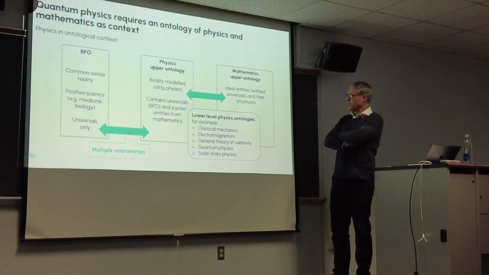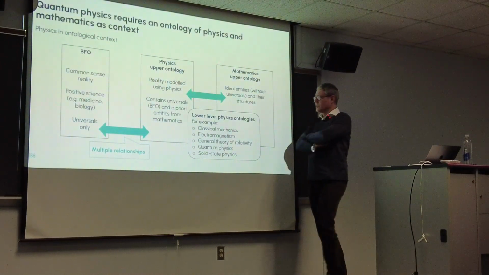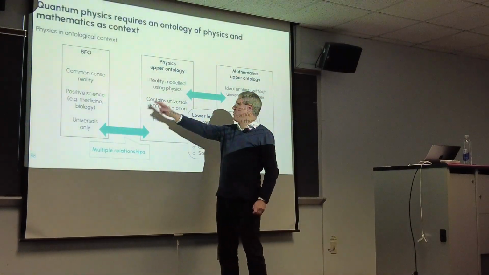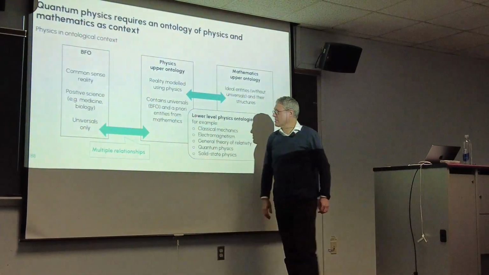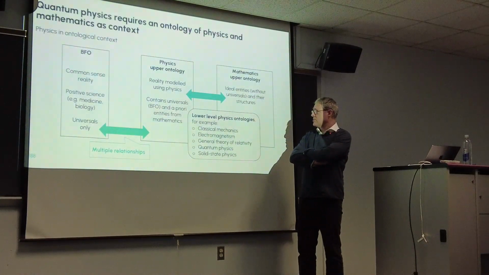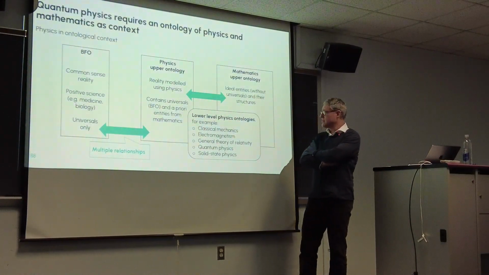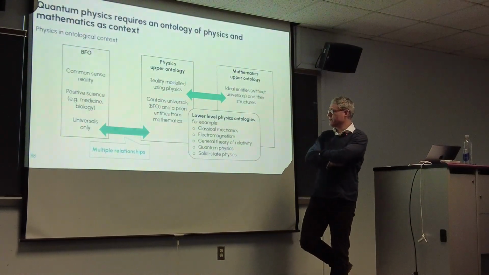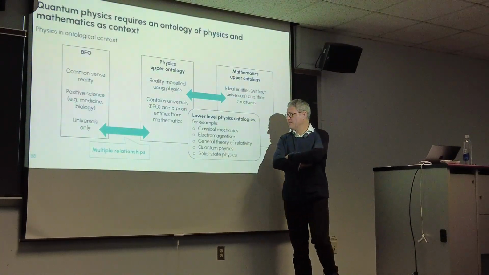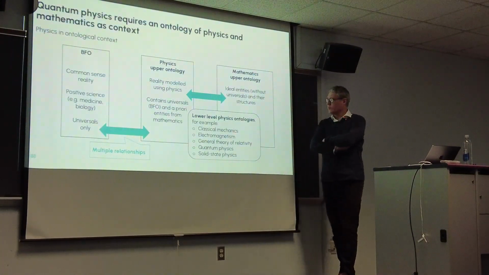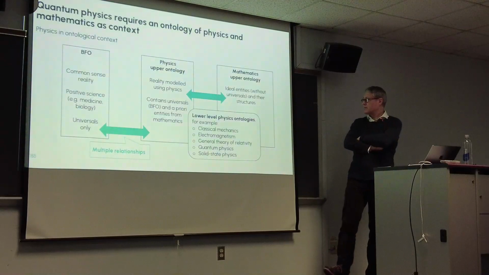Then we have a physics upper ontology, which is not the common sense reality of BFO, but which is reality modeled using physics. And it is a mixture of universals from BFO and a priori entities from mathematics. So what are a priori entities from mathematics?